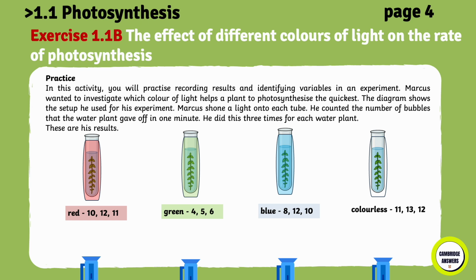Here are his results. Red light cellophane, 10, 12, 11 bubbles. Green light cellophane, 4, 5, 6 bubbles. Blue light cellophane, 8, 12, 10 bubbles. Colorless, no cellophane, 11, 13, 12 bubbles. So now we can compare. Which color of light made the plant photosynthesize the fastest?